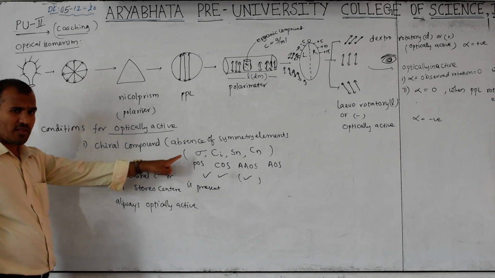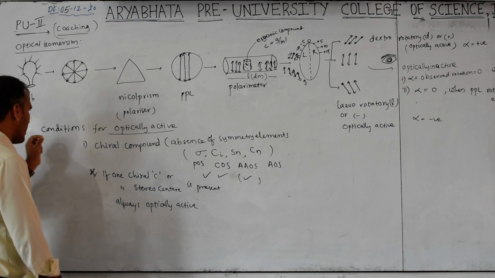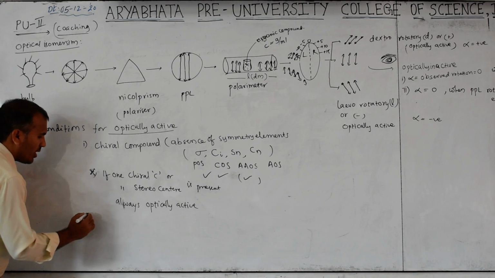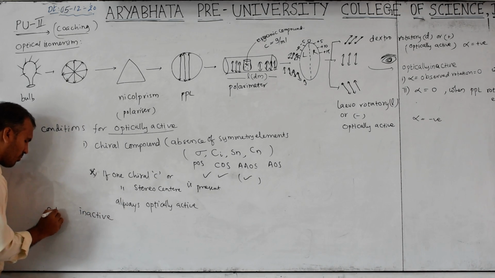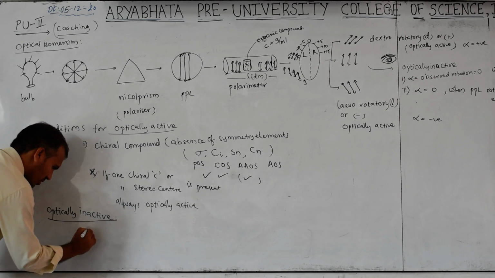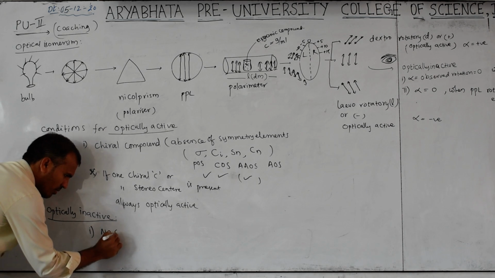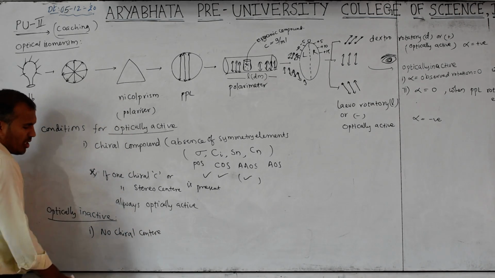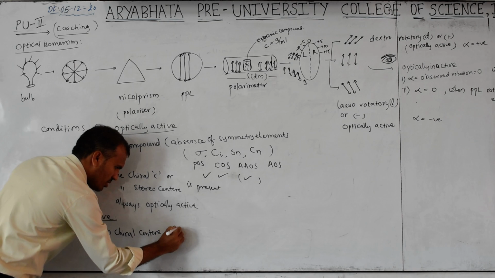Next, we will discuss each one: what is the plane of symmetry, what is the center of symmetry. But first we come to the conditions. This is the condition for optically active. Then the second one, the condition for optically inactive. In that we have the first one: no chiral centers or no chiral molecule. But some exceptions are there.